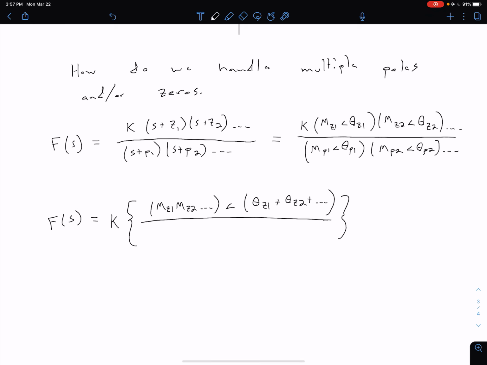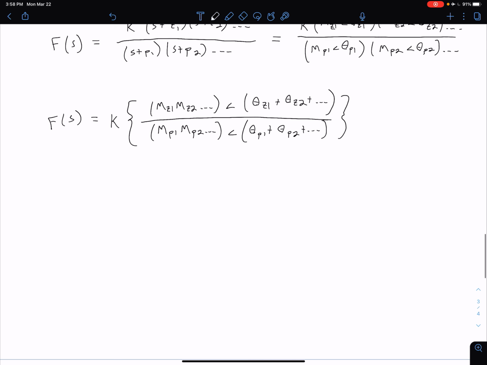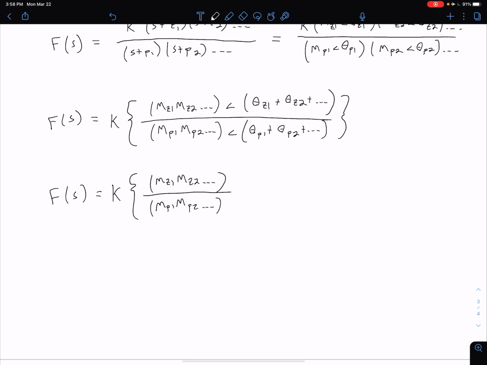And same sort of approach when we're dealing with our poles in the denominator. We're going to have the product of the magnitudes, Mp1 times Mp2, angled with the sum of the angles, theta p1 plus theta p2, so on and so forth. Okay? And now we can simplify one step further by saying our f of s is equal to this general gain k. And if we want to simplify this to one single polar number, for the magnitudes out front we just take the quotient. So we have Mz1 times Mz2 divided by Mp1, Mp2, and then all of that is going to be angled with the angle in the numerator minus the angle in the denominator. And again, all of this comes from the properties of our exponential function.